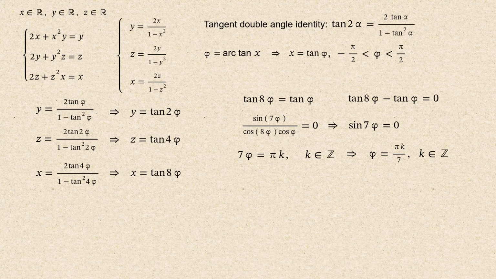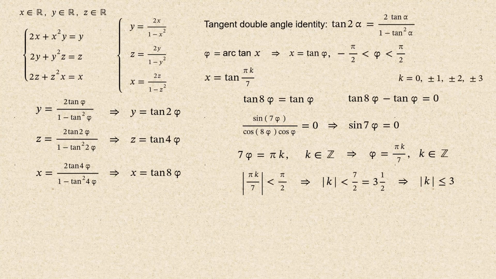So we get the equation absolute value of pi k over 7 is less than pi over 2, from which we find that the absolute value of k is less than 7 halves, or 3.5. Given that k is an integer, the absolute value of k is no more than 3. Substituting the values of phi into the expression for x, we get x equals tangent of pi k over 7, where k equals 0, plus minus 1, plus minus 2, plus minus 3.